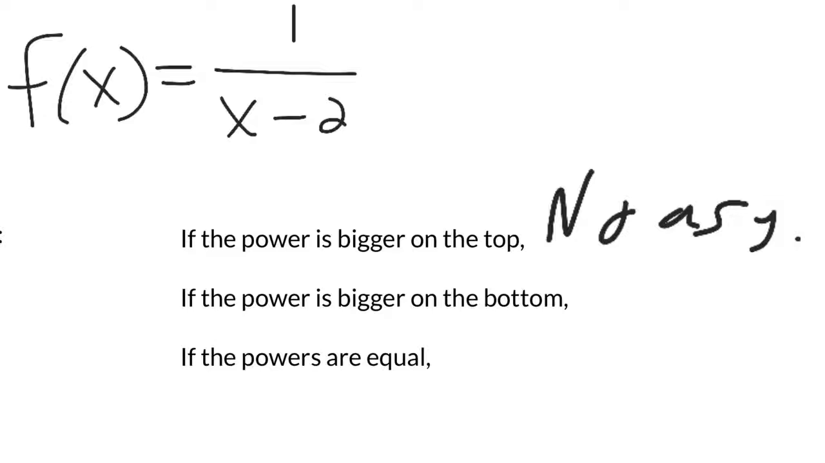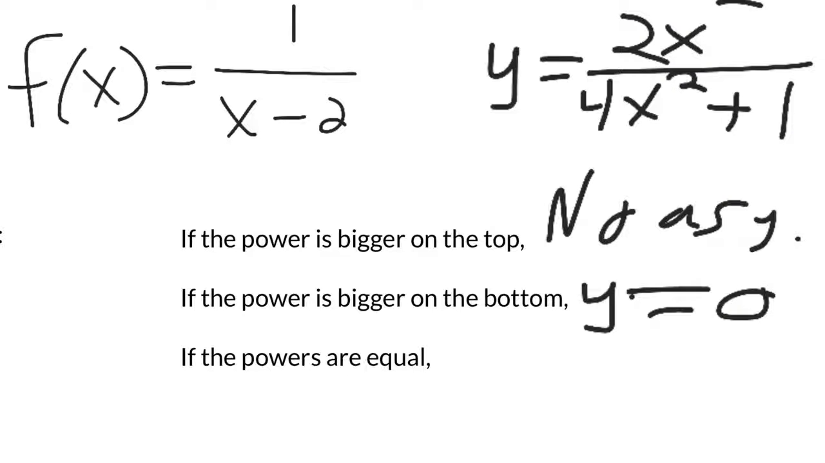If the power is bigger on the bottom, like in our case, up here the power is 0 because there's no x. The power is 1 on our x down bottom. Then the asymptote is always y equals 0. Okay. And then if the powers are equal, which isn't the case here, but let's do a quick example. Like in this example over here, if the powers are equal, it's a ratio of the coefficients of the highest powers. So 2 over 4, or 1/2 in this case.